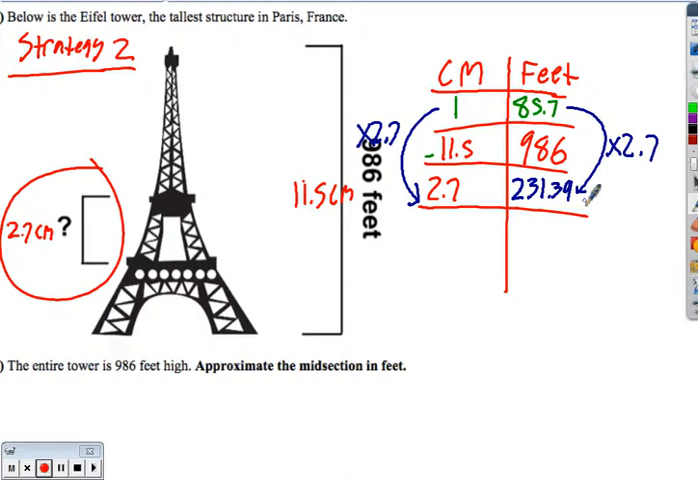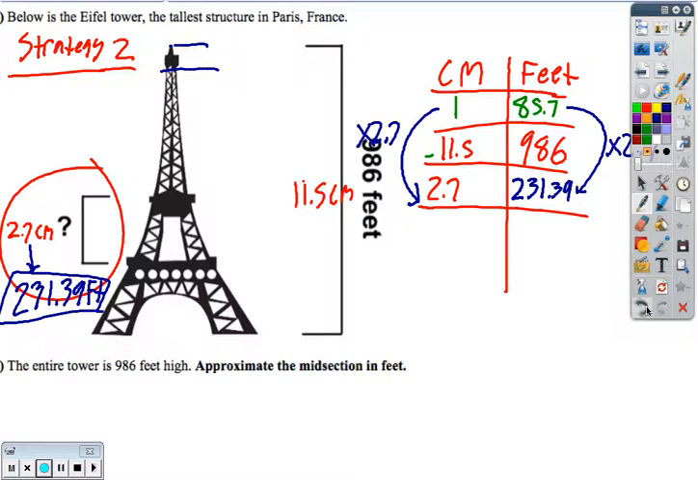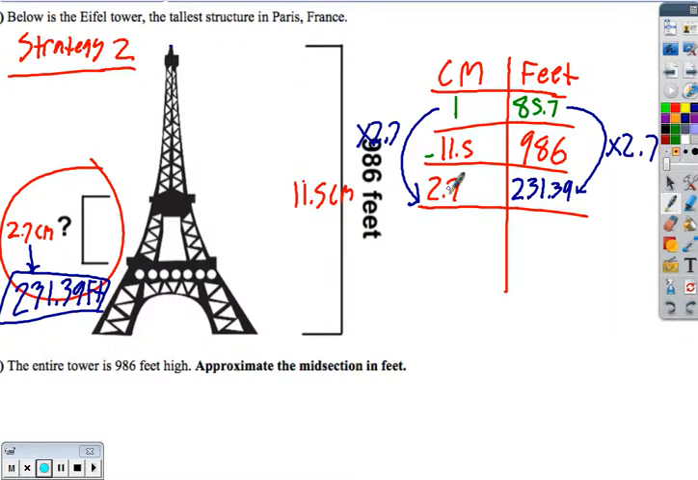Okay, so that's how you would do this using the ratio table. The final answer for this amount of feet would be 231.39 feet. And I think you'll get a more precise answer using the ratio table, because it's not going to leave off that little bit, like what happened if you do strategy number 1. But not to discount strategy number 1, it's logical, it just won't get you as precise as finding the unit value will.